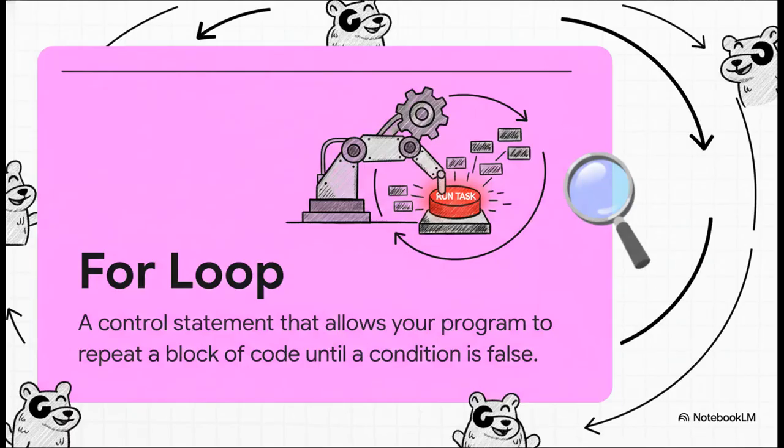So what is a for loop at its core? It's really just a control statement that automates repetition. It's a simple but super powerful instruction. You're basically telling the program, hey, do this block of code over and over again until some condition is met. It saves you from writing the same code again and again.